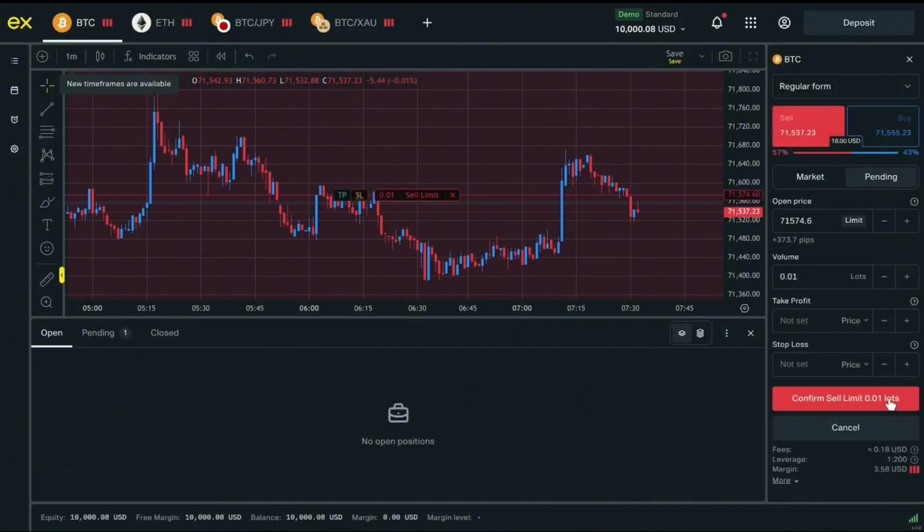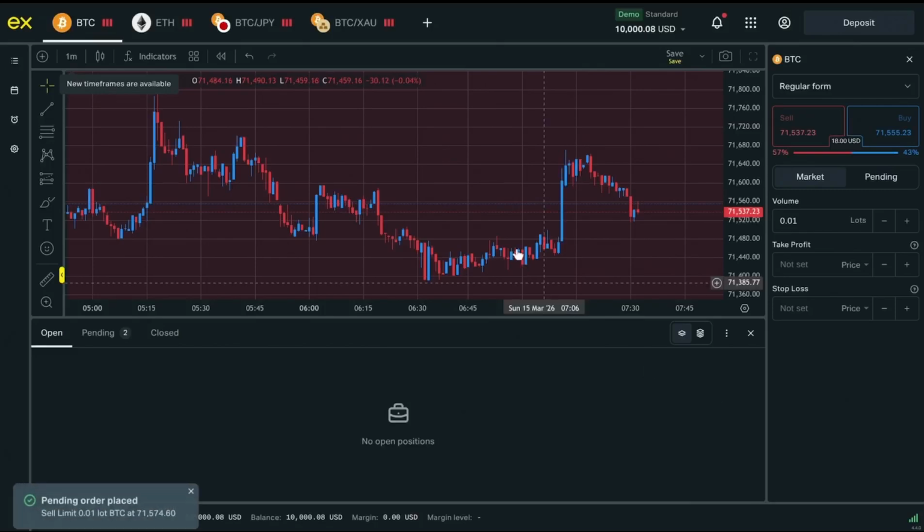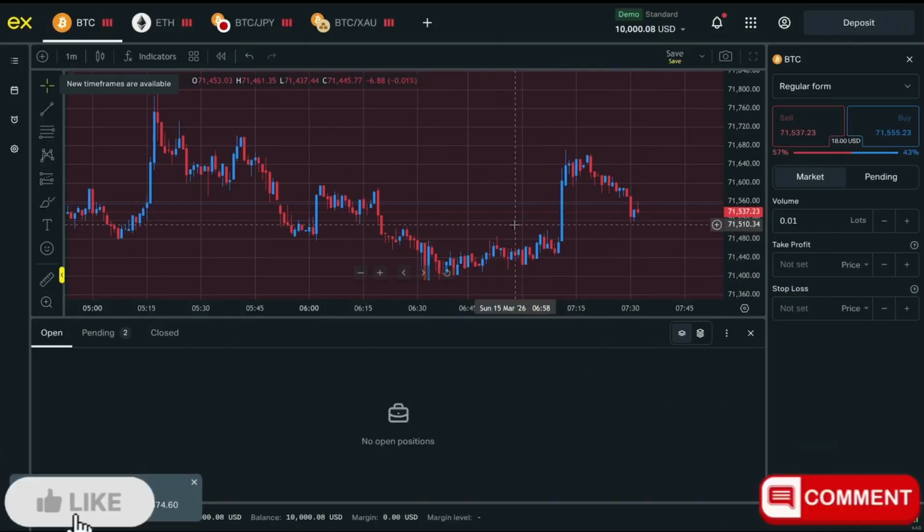By accessing your open trades, selecting the position you want to exit, and confirming the close action, you can quickly lock in your results and manage your trading account more effectively. So that's how you do it.